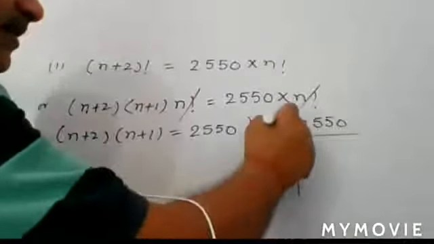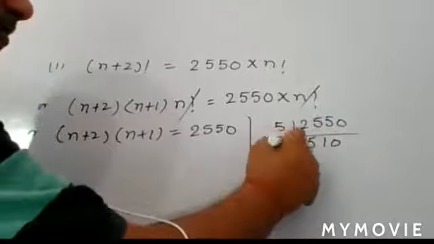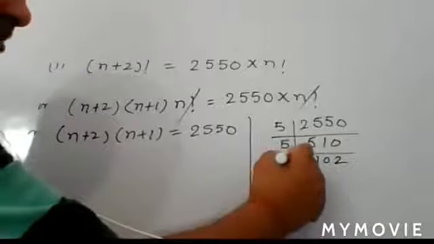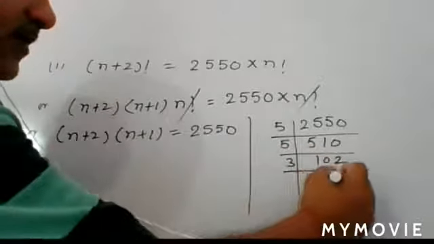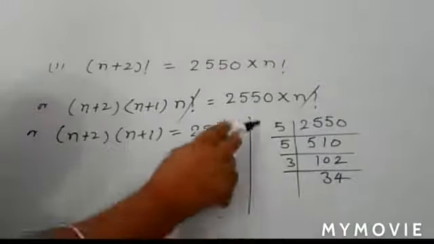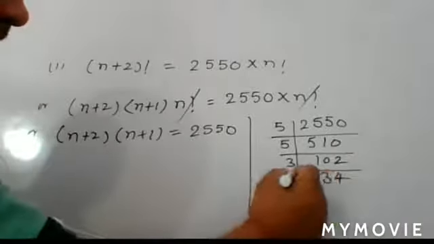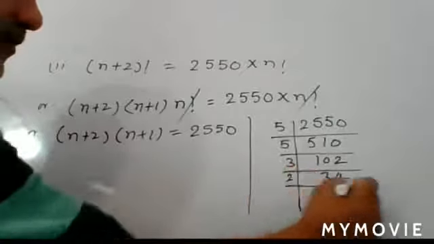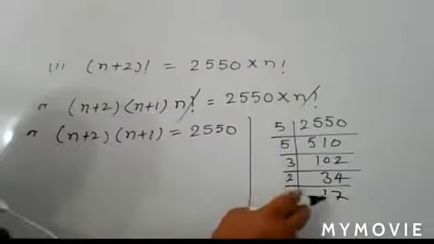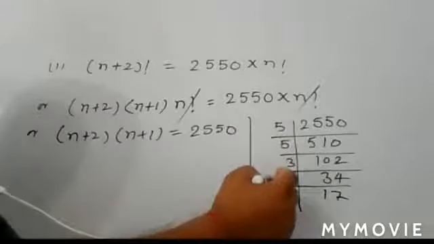So just factorize 2550. Cancel it by 5: 5 5s are 25, and here you have 1. Again, 5 1s are 5, 0, and 5 2s are 10. Cancel it with 3: 3 3s are 9, 3 4s are 12. Just check it. Here you have 34, and you can take it by 2, so here you have 17. 3 7s are 21, and here you have 25, 2 5s are 50.